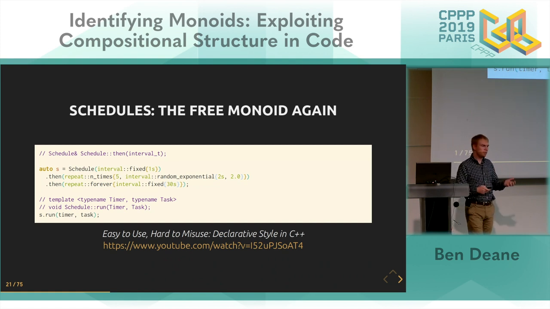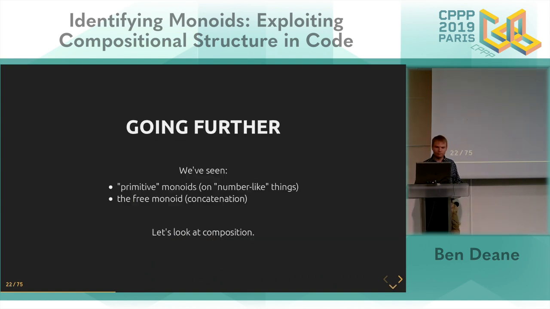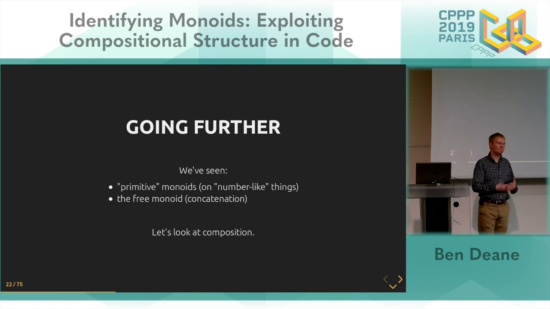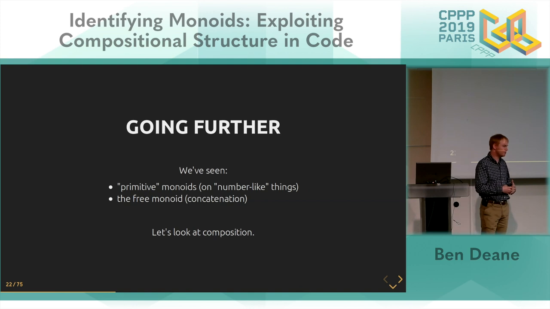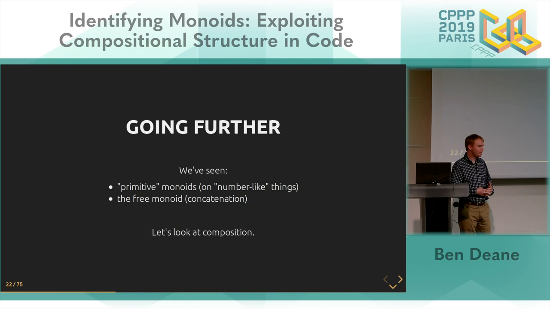So we've looked at mathematical things. We've looked at string-ish things. Those are kind of primitives; string is a primitive in many languages, and you might think of it as a primitive in C++, a vocabulary type that you would use. But let's look at how to combine monoids. So how would we do containers?